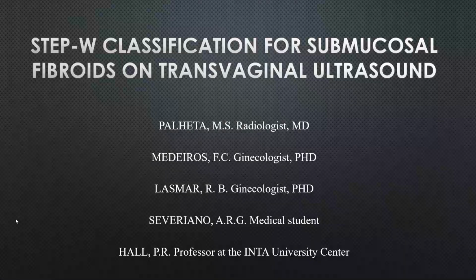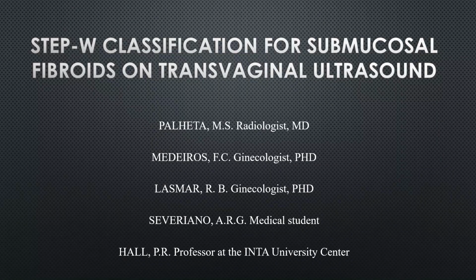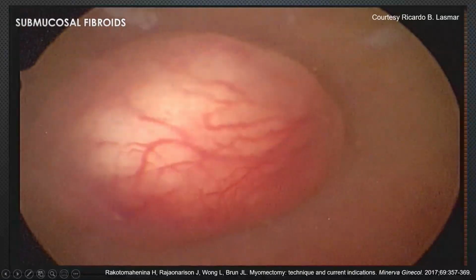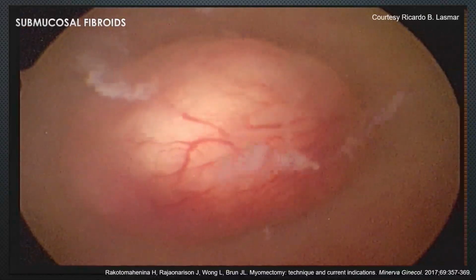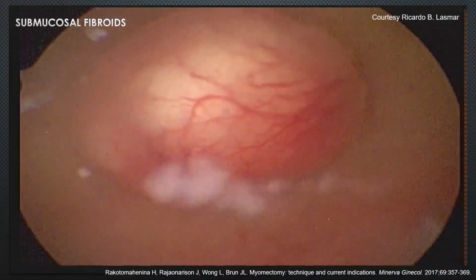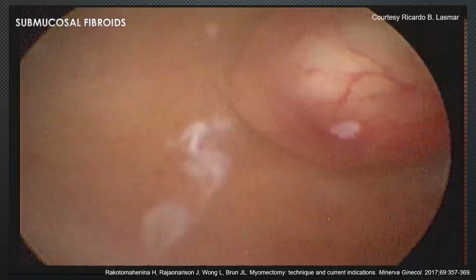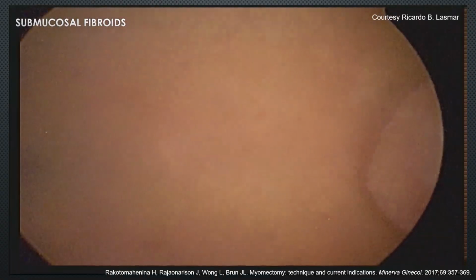The purpose of this video article is to demonstrate that the step W classification for submucosal fibroids can be included in the transvaginal ultrasound examination. Uterine fibroids are the tumors most commonly found in the female genital tract, and submucosal fibroids are the ones that most often cause menorrhagia and infertility.